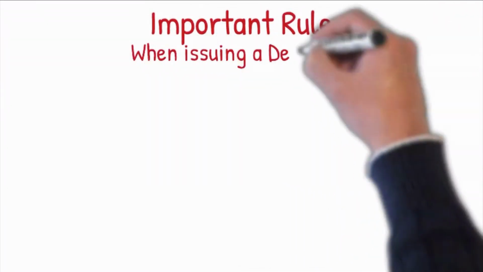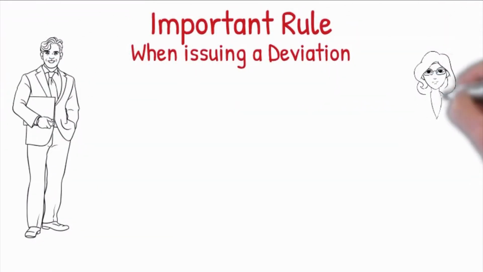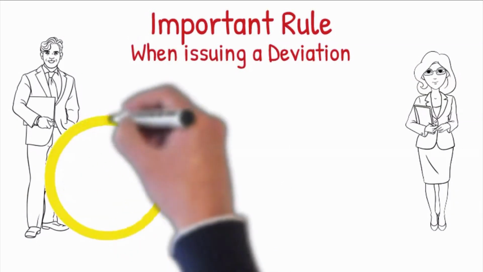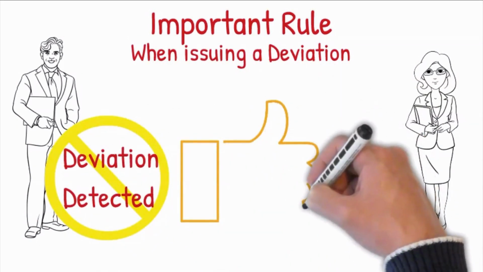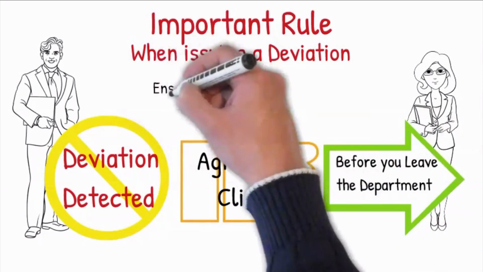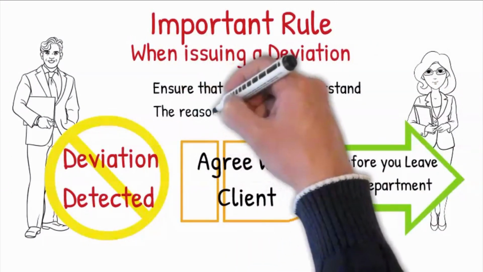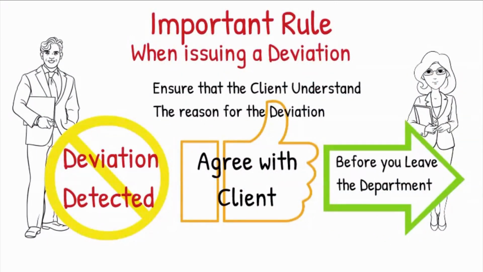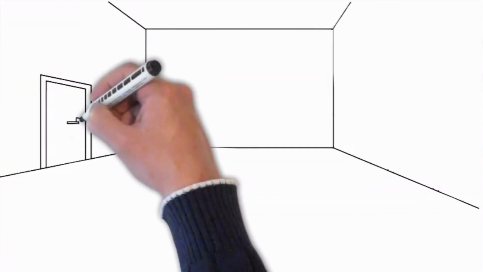Important rule to follow when issuing a deviation. All audit deviations must be communicated directly on the spot with the relevant personnel before you leave the area to ensure that the client understands the reason for the deviation and to prevent any misunderstanding.